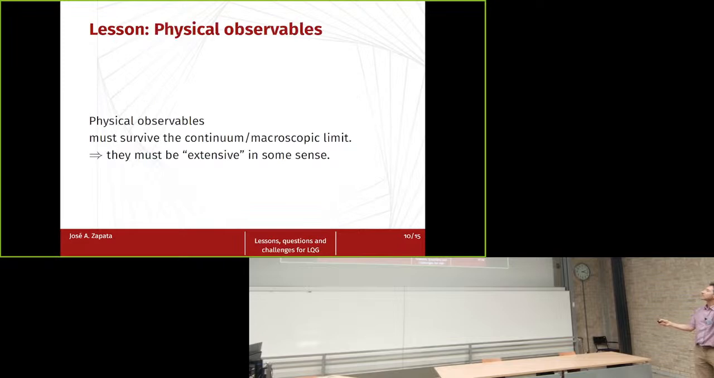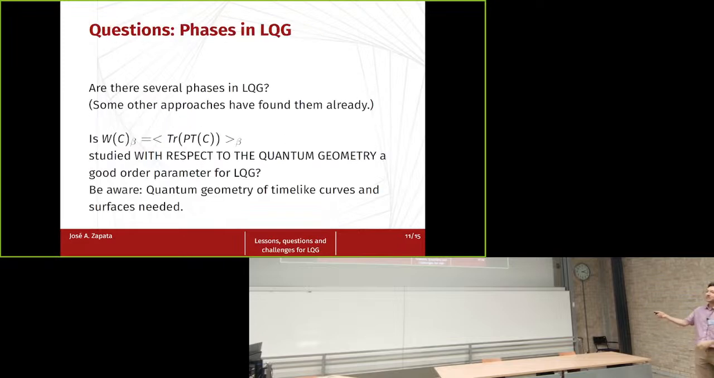Physical observables, and then, one minute. So phases in loop quantum gravity. We already saw in the dynamical triangulation talk that there are phases in dynamical triangulations. Can we see them in loop quantum gravity? And for that, what is useful is to have some order parameter. No? And in gauge theories, Wilson told us almost everything, including what are the good order parameters. And they are the Wilson loops.